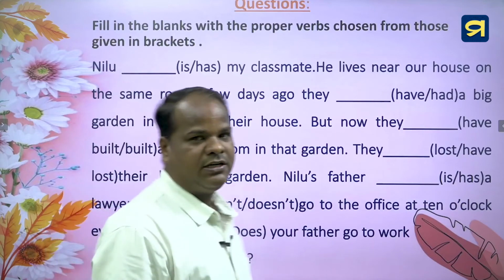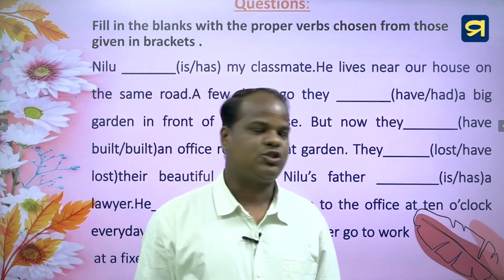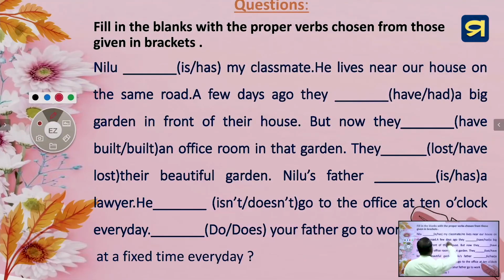Dear children, let's discuss the questions. How far have we understood the lesson? Fill in the blanks with the proper verbs chosen from those given in brackets. There are some verbs given in the brackets. We have to fill the blanks. Nilu dash, is or has, my classmate. Right answer is.